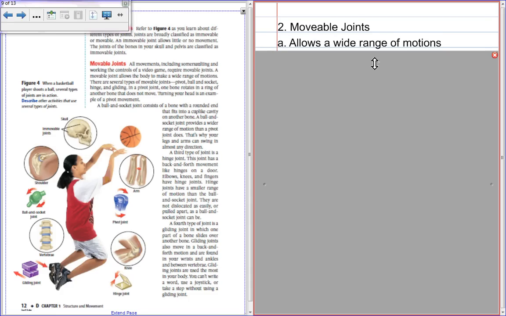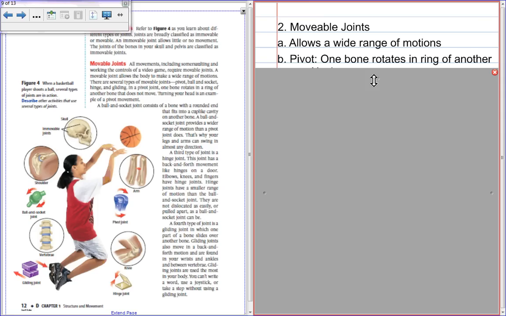Okay, so a movable joint allows a wide range of motions, and pivot is defined that one bone rotates in a ring of another, and e.g., this is Latin meaning, like, an example, ergo is a neck.